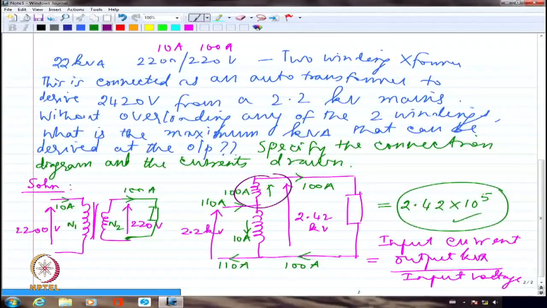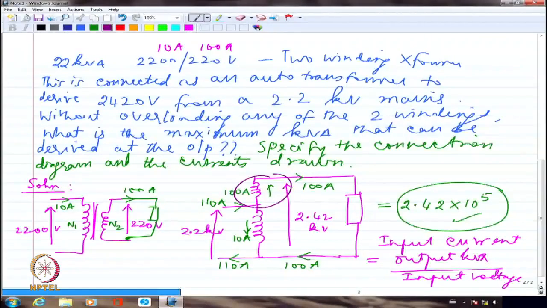So auto transformer connections are extremely useful when I want to maybe slightly adjust the voltage. If I try to connect it somewhat like this, I am going to end up spoiling the transformer. This is theoretical.